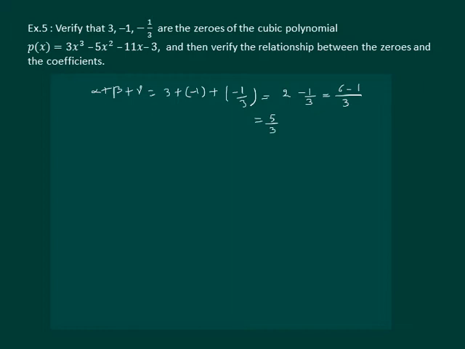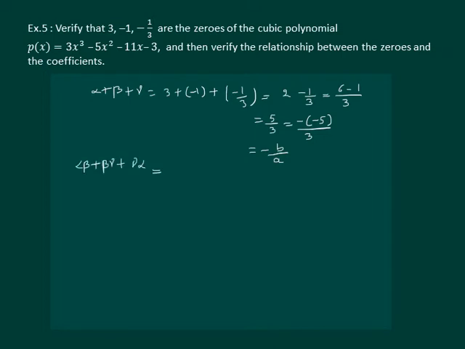Now 5 is the coefficient of x square, but it is negative. So let us write 5 by 3 as minus of minus 5 whole by 3. Now minus of this can be compared to minus b by a. So we have verified that the sum of the zeros of a cubic polynomial is minus b by a, that is minus the coefficient of x square by coefficient of x cube. Similarly, let us verify the other two.